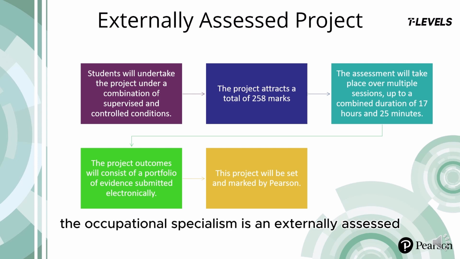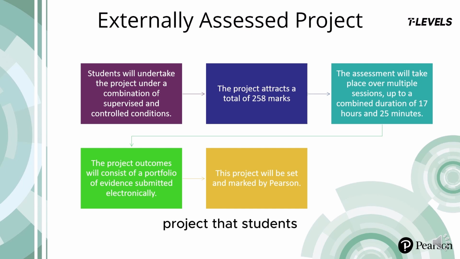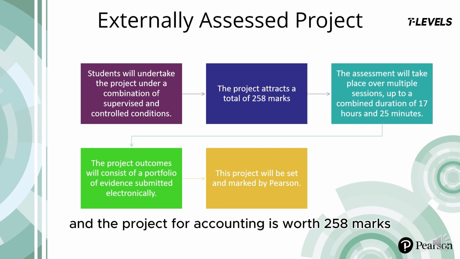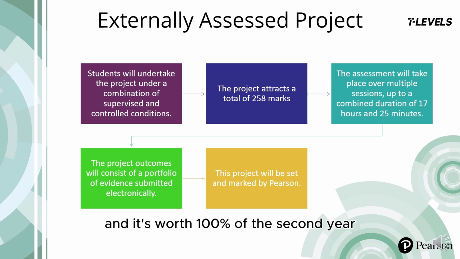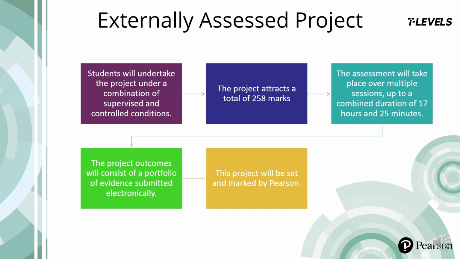So the occupational specialism is an externally assessed project that students will take in the final year of their T-level qualification. It is undertaken in a combination of supervised and controlled conditions. The project for accounting is worth 258 marks, and it's worth 100% of the second year of the T-level qualification. So 50% of the whole T-level overall comes from this project.